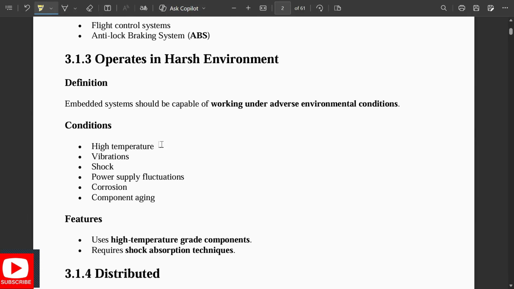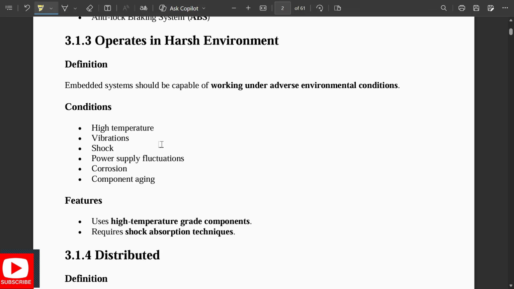Third one is operates in harsh environments. That is, they are capable of working even under adverse environmental conditions, like high temperature, vibration, shock, power supply fluctuations, corrosion, or component aging. The features are that they use high temperature grade components and require shock absorption techniques.